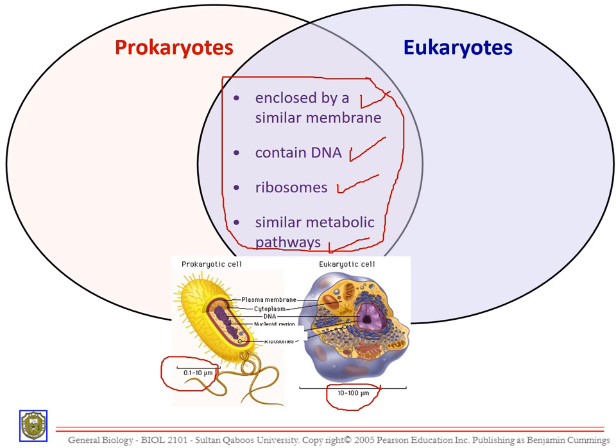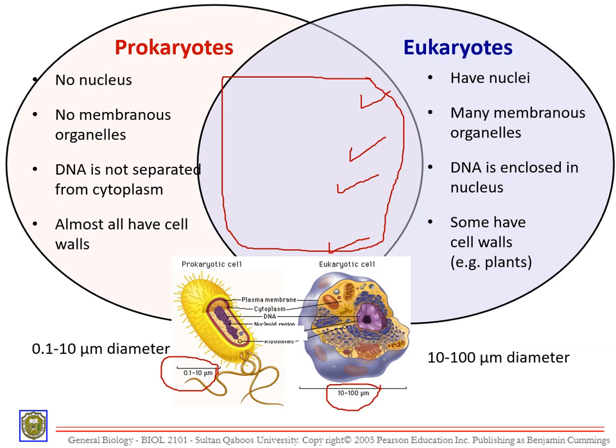Now let's look at the differences. Prokaryotes don't have a nucleus. Eukaryotes have a nucleus with a clear nuclear envelope. Prokaryotes don't have membranous organelles, so they don't have organelles surrounded by membranes, whereas eukaryotes do. Many of the organelles found inside eukaryotes are surrounded by a membrane.